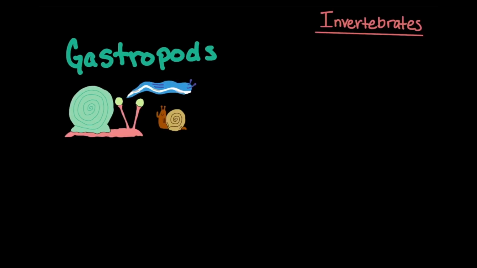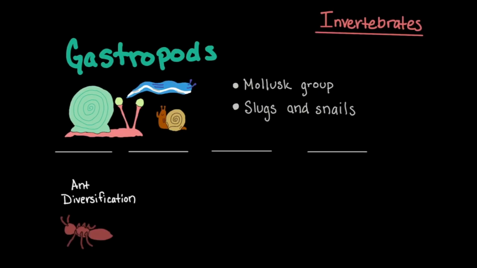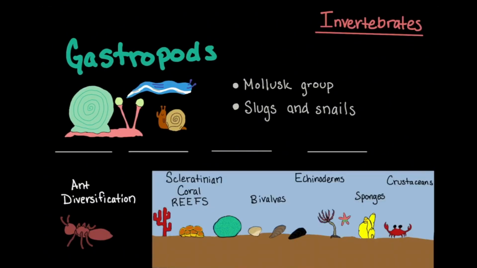A major group of invertebrates during the Paleogene were the gastropods. Gastropods include slugs and snails, and they are within the mollusk group like cephalopods. Gastropods have been here since the Cambrian period, however there was great diversification during this period. We also observe a rapid diversification of ants. In the oceans, scleractinian reefs began to take shape. There were also bivalves, echinoderms, and crustaceans thriving.